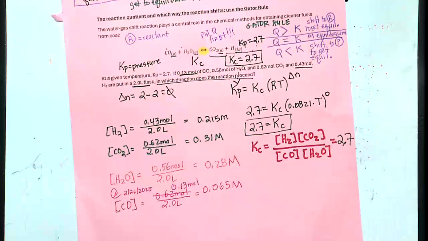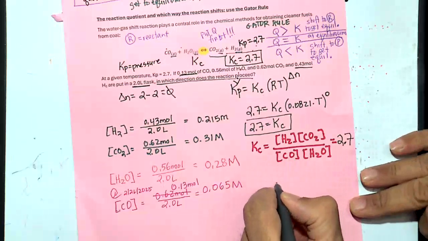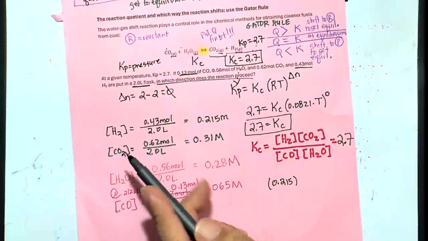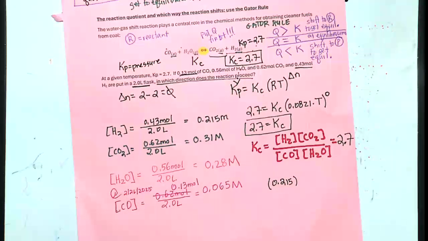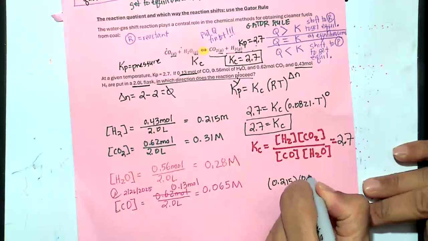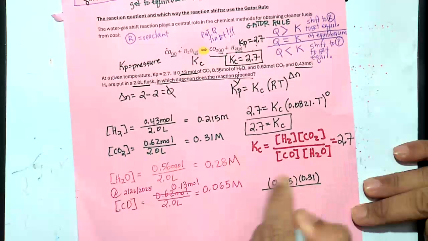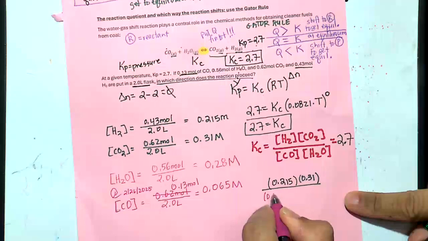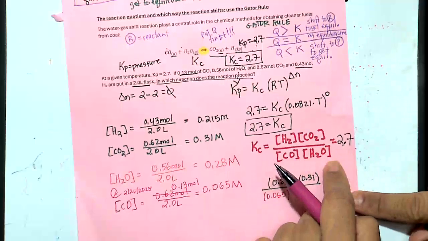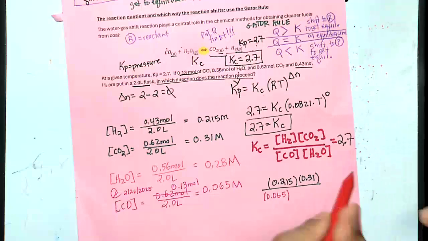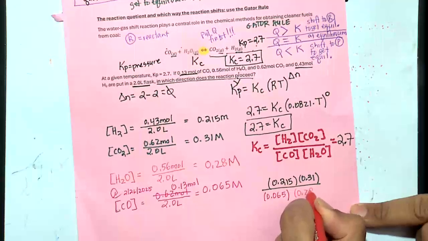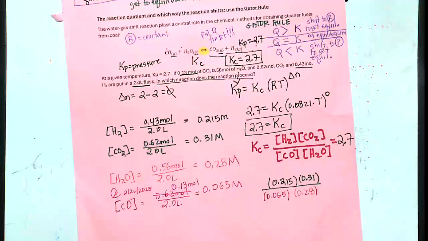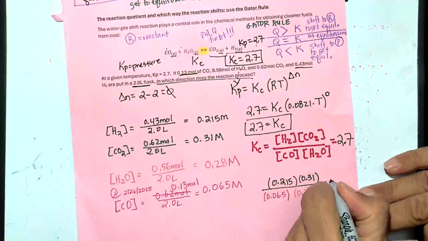All right, let's plug stuff in. 0.215 for H2. There are no units, so I'm not going to bother with the units. CO2 is 0.31. What is CO? 0.065. And H2O is 0.28. So this should equal the equilibrium constant, which is 2.7.